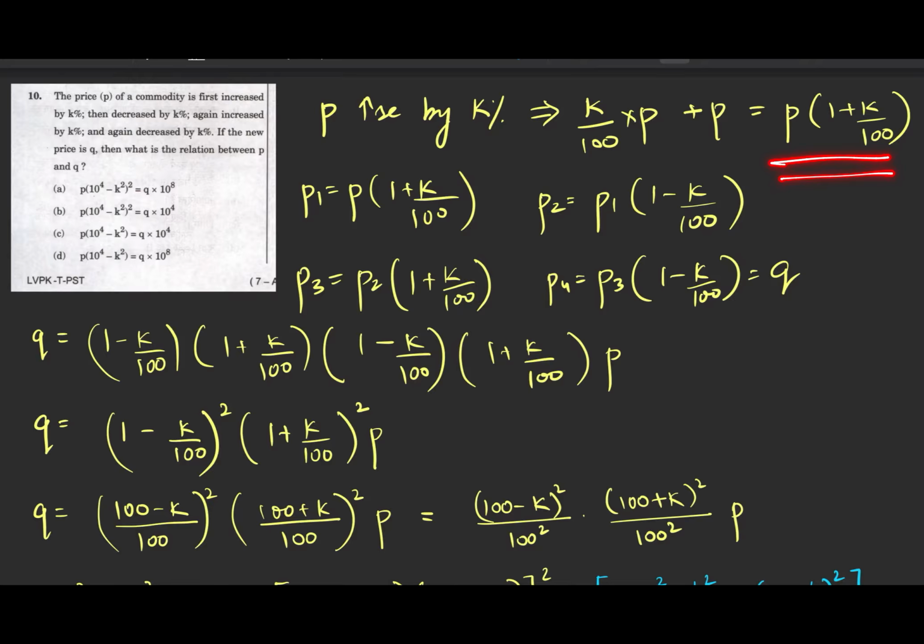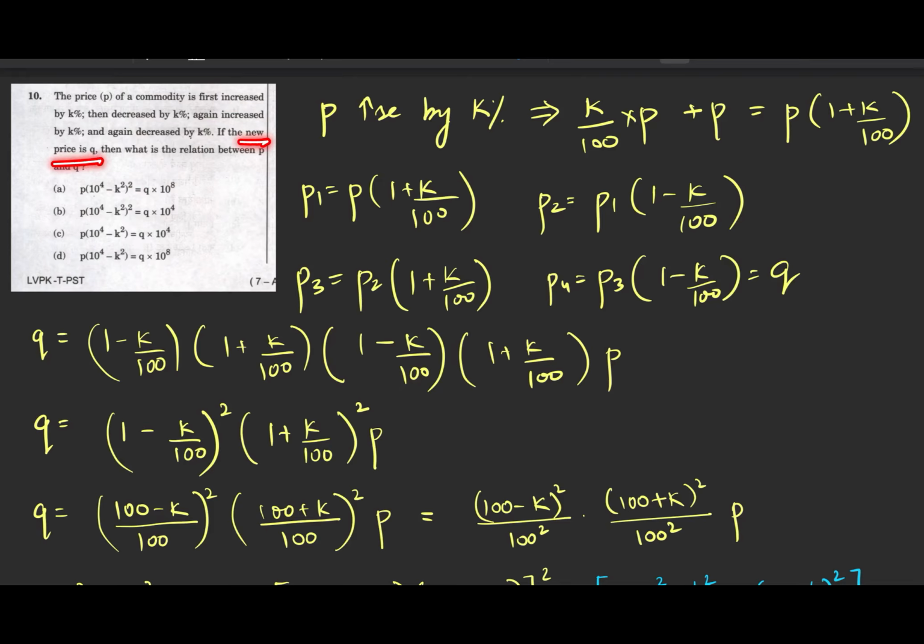Now let's call the price after first increase P1, then decrease by k%. So we can directly use it, replacing the plus by minus. So it will become P1 into 1 minus k by 100. One thing to note, that we are not using P here but P1, because after the first change the new price becomes P1. Again increased by k%, we can simply use 1 plus k by 100 and use P2 here. Again decreased by k%, 1 minus k by 100, and we use P3 here.